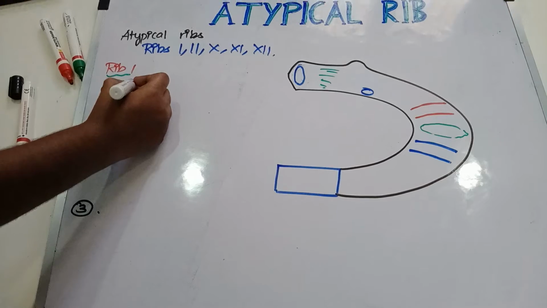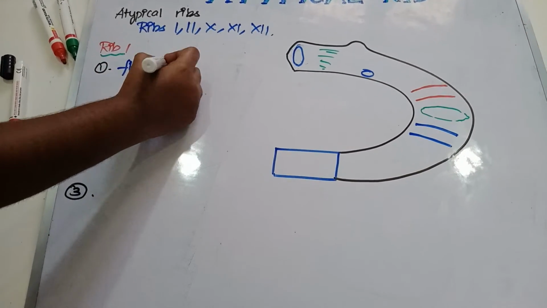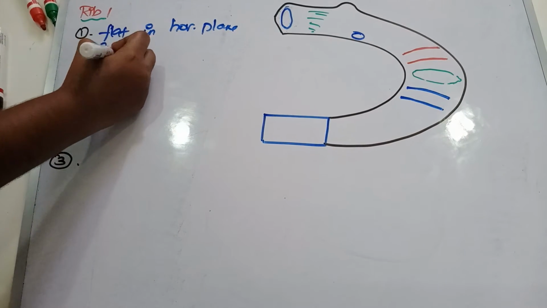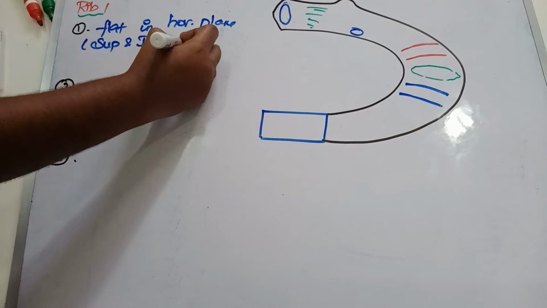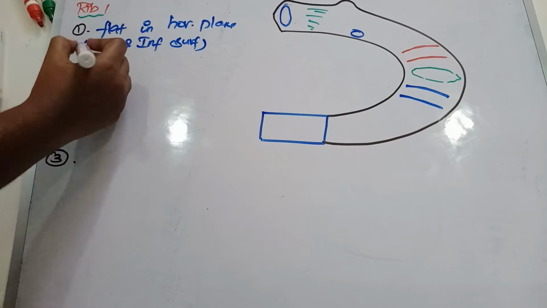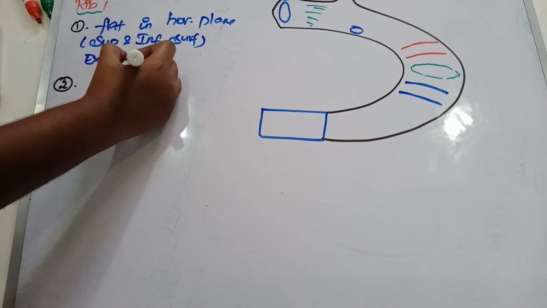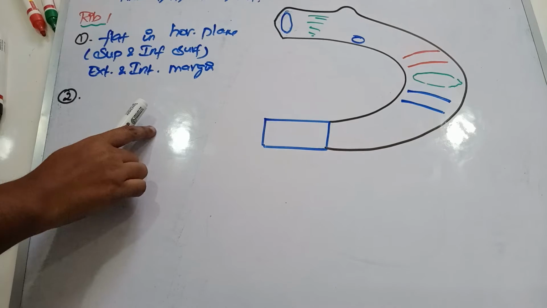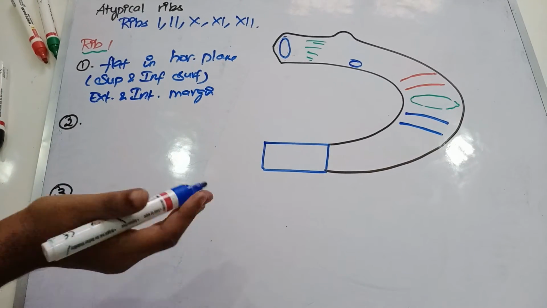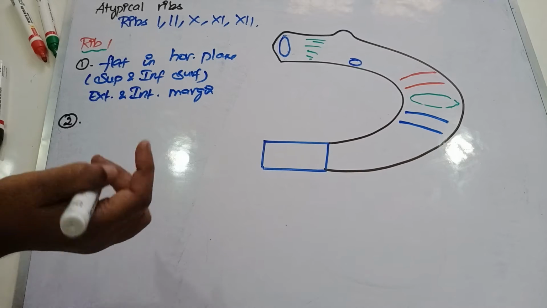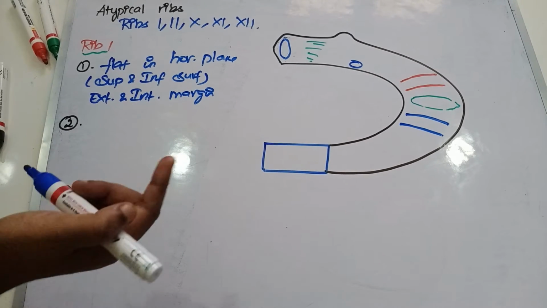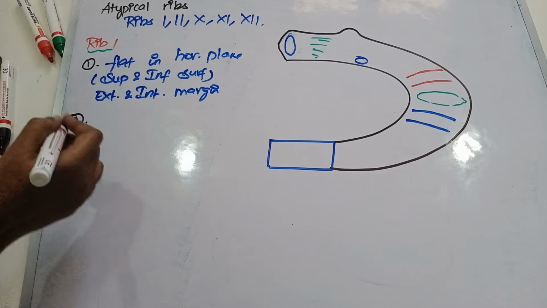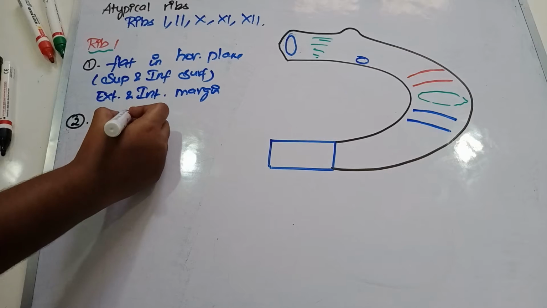The first rib is flat in the horizontal plane, such that it has superior and inferior surfaces with external and internal margins. Whereas a typical rib is present in a vertical plane, such that it has external and internal surfaces with superior and inferior margins. It is the opposite of that. The second feature is that it has only one articular surface on the head.